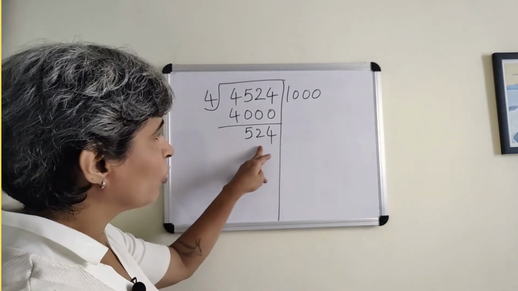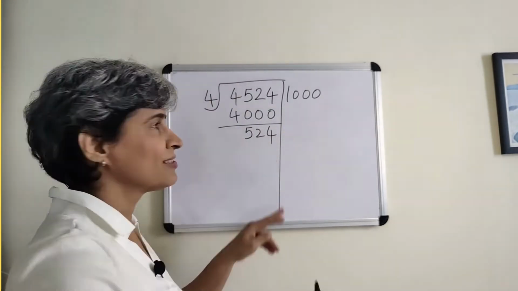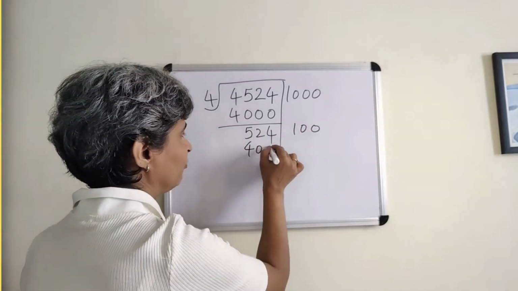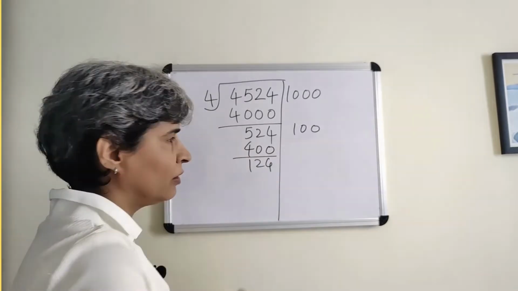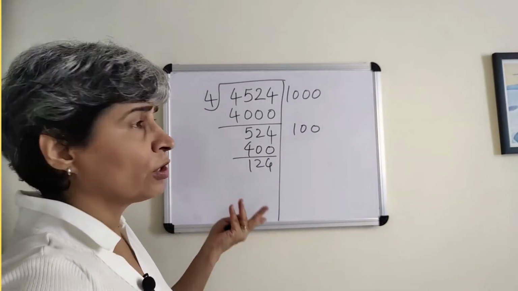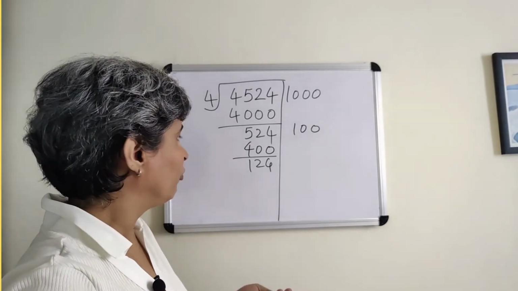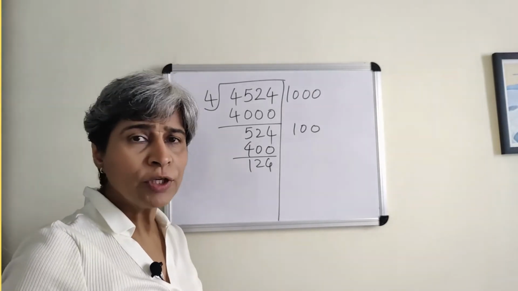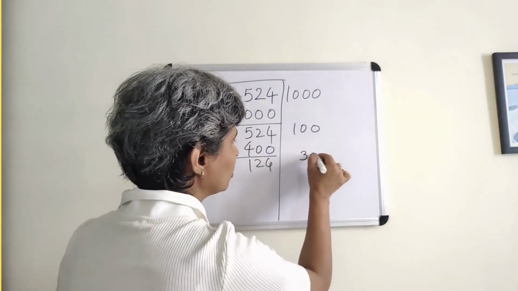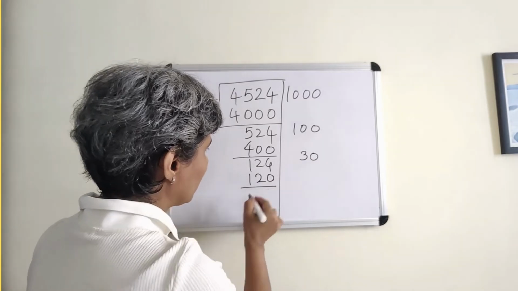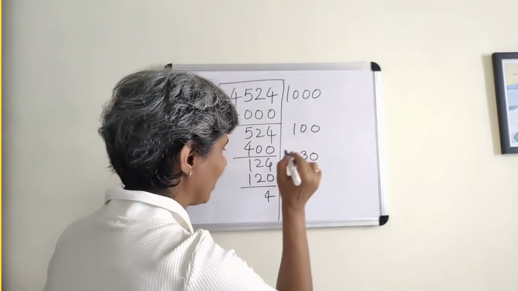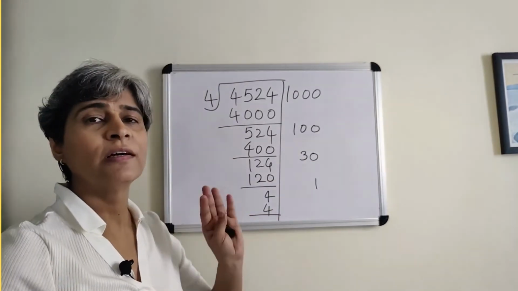Now how many times will 4 go into this 500? Yes, I will multiply it by 100, which gives me 400. What is the remainder? 124. 4 will go how many times? Now I can take 4 20s, 80. I can take 4 30s, 120. Whatever you are comfortable with, ultimately you will get the same answer. I will go with 4 into 30 is 120. What is the remainder I'm getting here? 4. 4 will go 1 time into 4, which leaves me with no remainder.